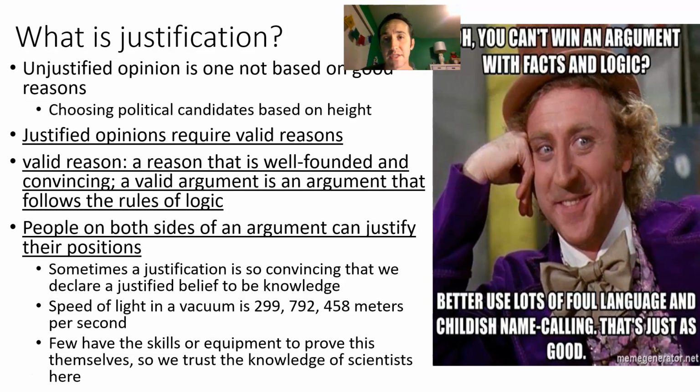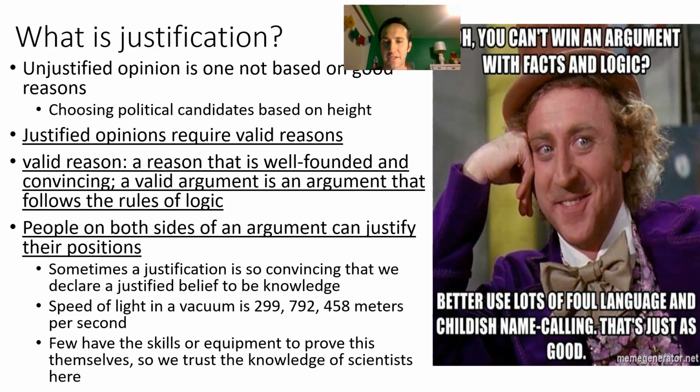Unjustified opinions are not based on good reasoning. I'm choosing the political candidate that's the tallest because I think tall people are better leaders. Not a great justification. For justified opinions, you need valid reasons. You need facts. You need logic. You need a little bit more. What's a valid reason? A valid reason is one that is well-founded and convincing. A valid argument is an argument that follows the rules of logic. It all lines up. People on both sides of an argument can justify their positions.